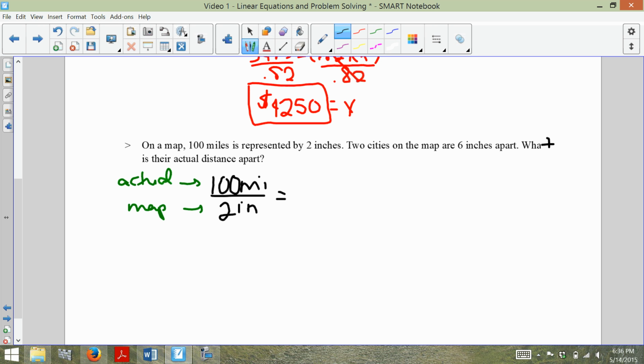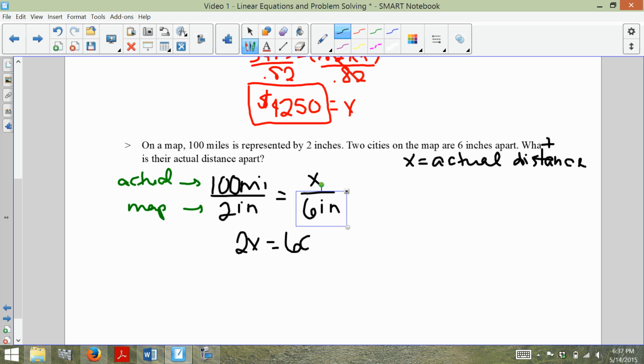Okay, so I want to know what their actual distance is. I don't know it, so I'm going to call that x. And again, define my variable, say x is the actual distance. And on the map, it says they're 6 inches apart, so 6 inches is going to go down here. And finally, I can cross multiply to solve, so 2 times x is equal to 100 times 6. Divide by 2 on both sides, so x equals 300. So these two cities are actually 300 miles apart.